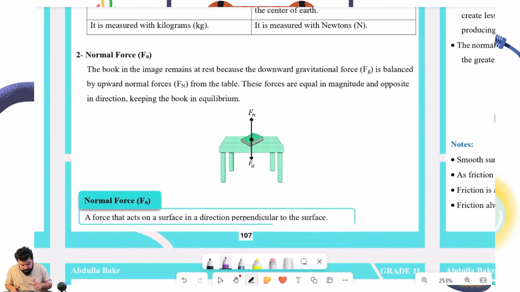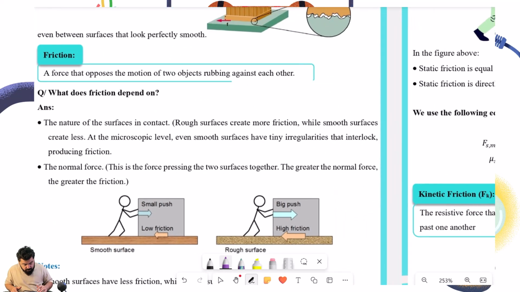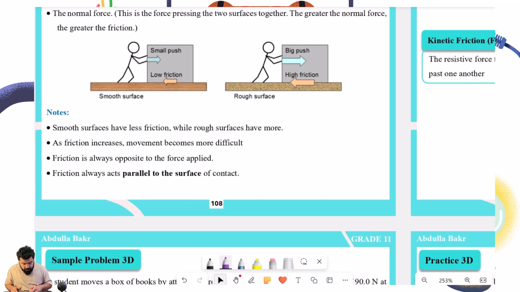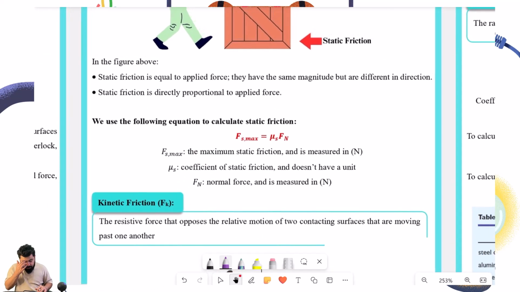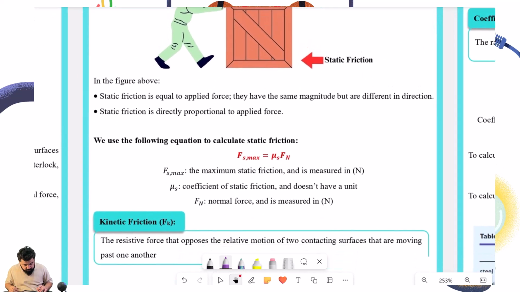This is normal force, as I said, it's perpendicular to the surface. Then we have friction. We have 2 types of friction: kinetic friction and static friction.